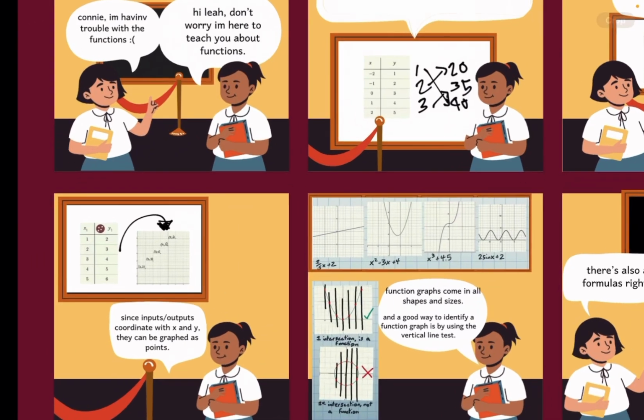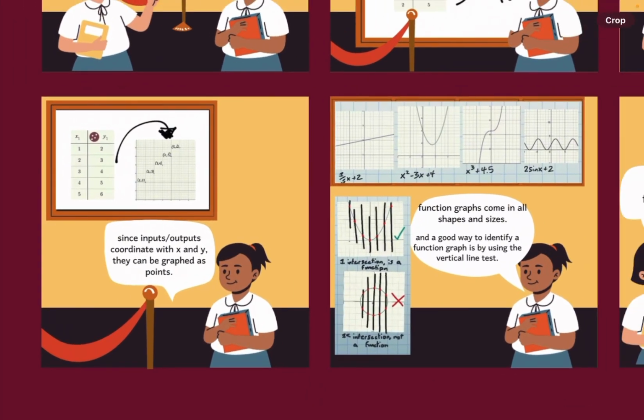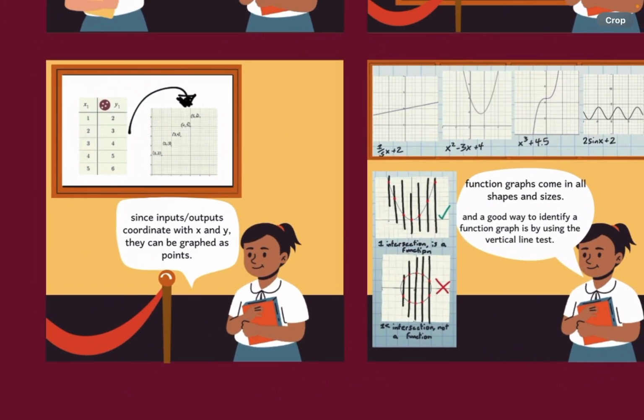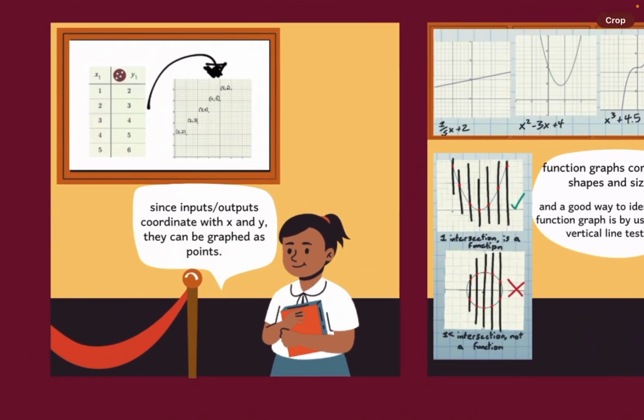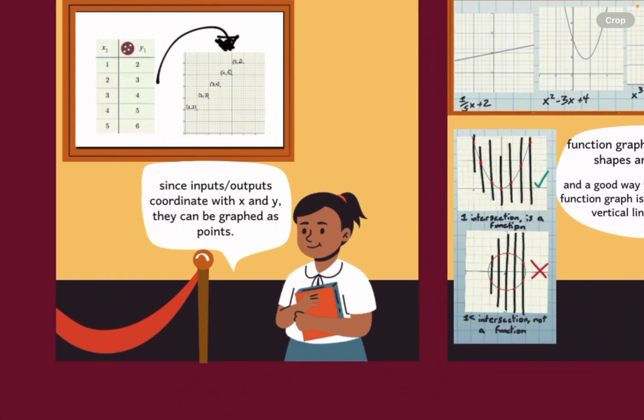So for panel 4, functions can be visualized by graphing their input and output as coordinates. For example, x equals 1, y equals 20 becomes the point (1, 20), and then x equals 2, y equals 35 becomes the point (2, 35). When plotted, these points form patterns that help us understand the relationship between x and y.